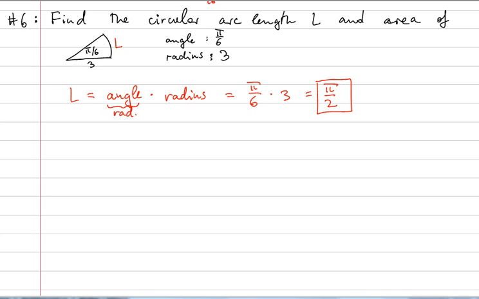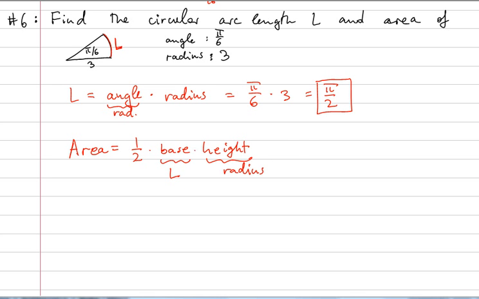Not circumference, the length of this circular arc L, this curvy line here. For the second part, we need area. So remember, the area for this circular sector is the same formula as for the triangle. So 1/2 base times height, where base is this curvy thing that we just found, and height is the radius.